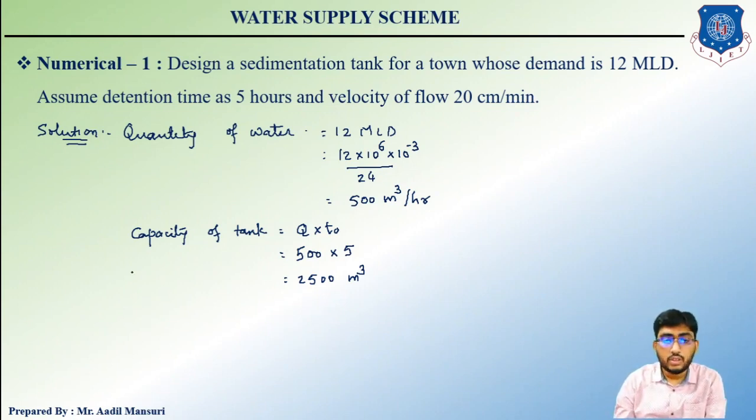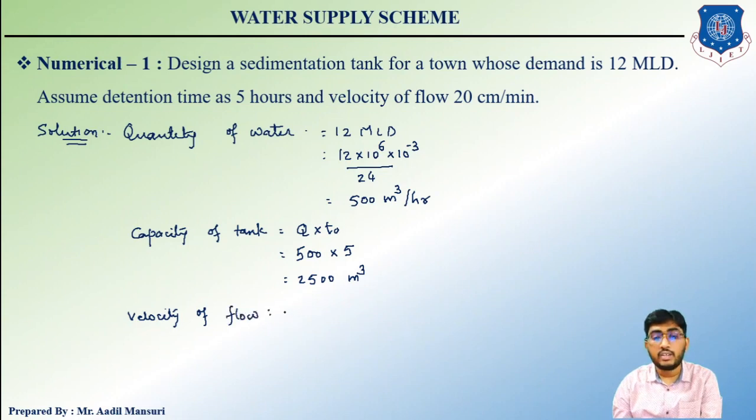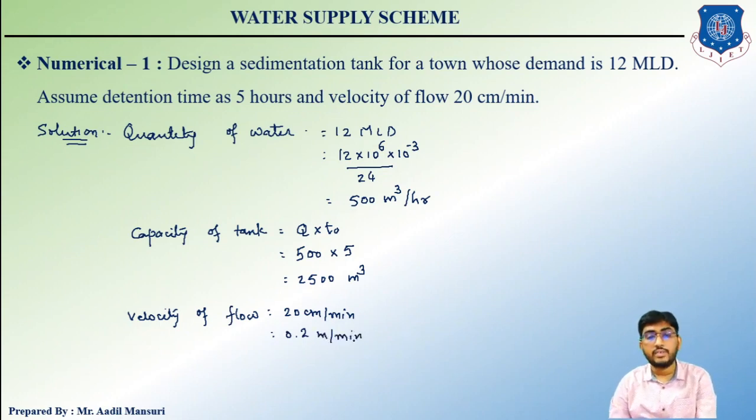Now they have given velocity of flow, that is 20 centimeter per minute. So this will be equal to 0.2 meter per minute. Agree?